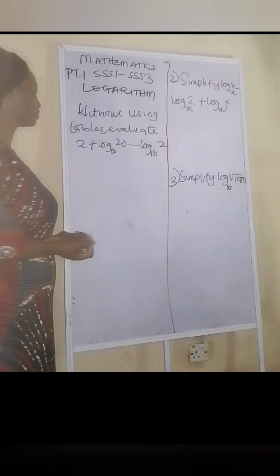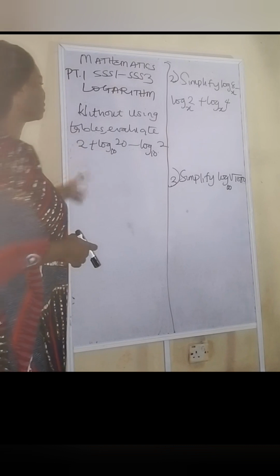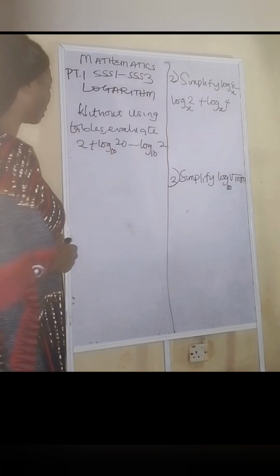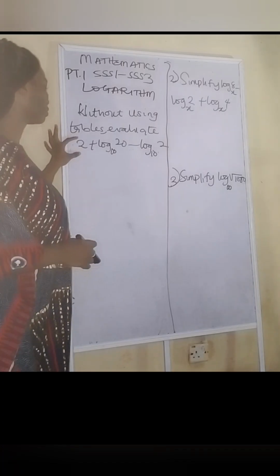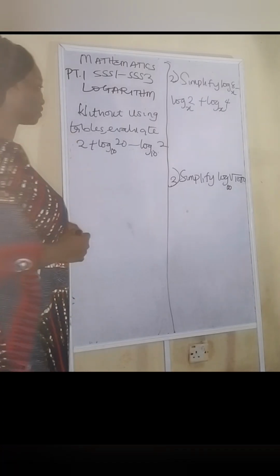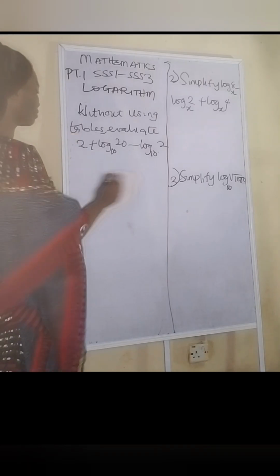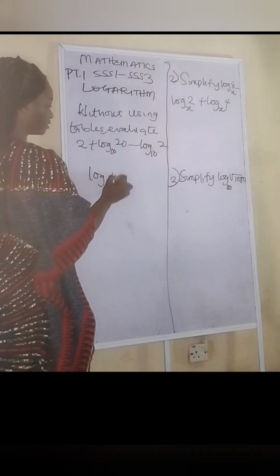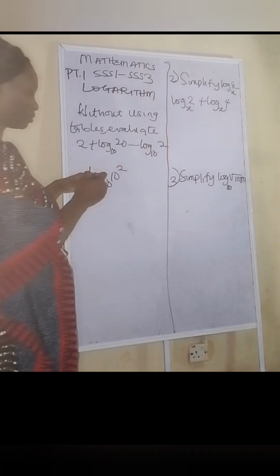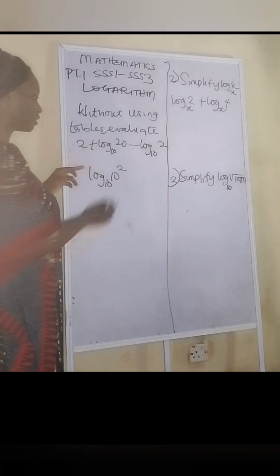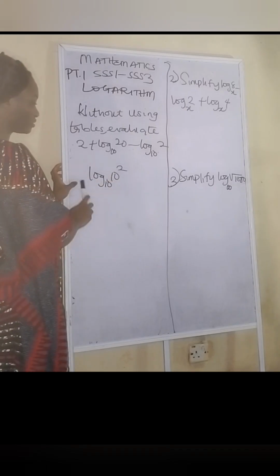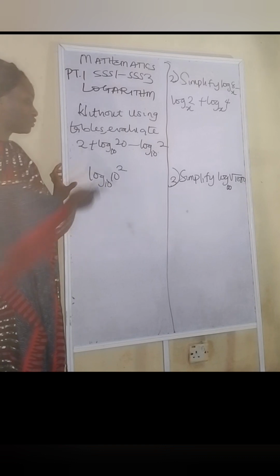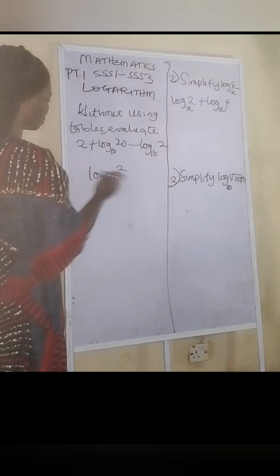Alright, so now we have to solve this. Without using tables, evaluate 2 plus log 20 base 10 minus log 2 base 10. Do you understand? So now this one is 2, and we need to convert this to a log. So what can give us 2 when we convert? Since this one is in base 10, we have log 10 raised to the power 2. When this 2 comes down, it will be 2 log 10 base 10, and log 10 base 10 is 1. So 2 times 1 is 2. So that is what gives us 2.